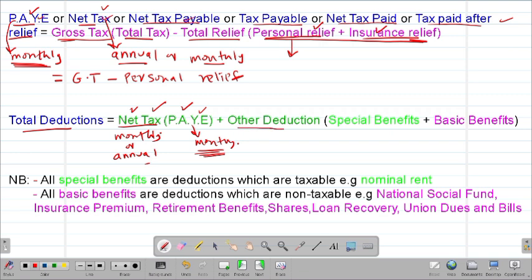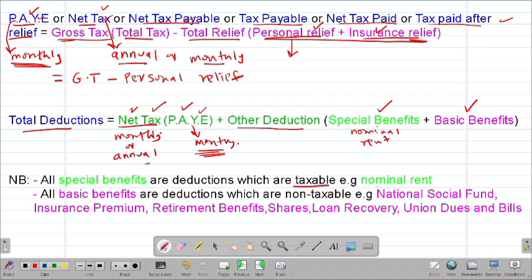Then you add other deductions. So other deductions could include the special benefits. We give an example of nominal rent being a special benefit, the nominal rent. Then of course, you can also add the basic benefits. So NB, we are saying that special benefits are deductions that are taxable.